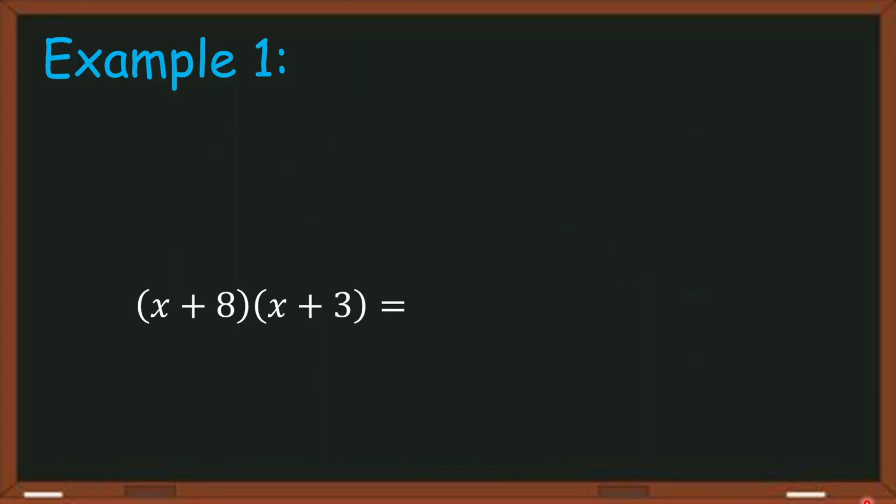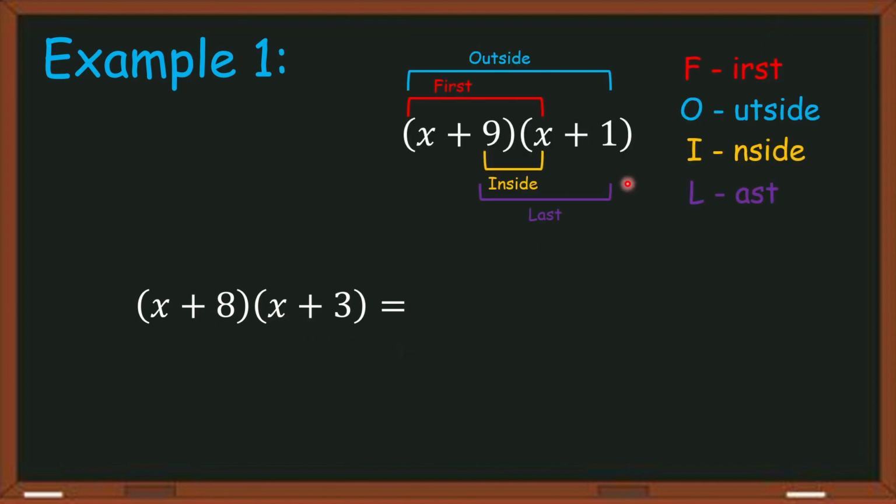Simulan natin dito sa example number 1. So we have x plus 8 multiplied by x plus 3. So ang gagamitin nating method ay FOIL method. So for reference ay tingnan lang natin itong nasa taas. So ang ibig sabihin ng FOIL ay first, outside, inside, last. So yung first, ito yung unang dalawa. Yung outside, itong dalawang nasa labas. Yung inside, itong dalawang nasa loob. At yung last ay yung huling dalawa. So, susundan natin itong FOIL method sa pagsagot dito sa ating question.